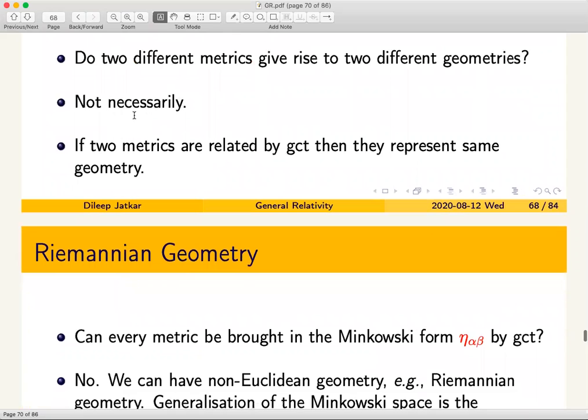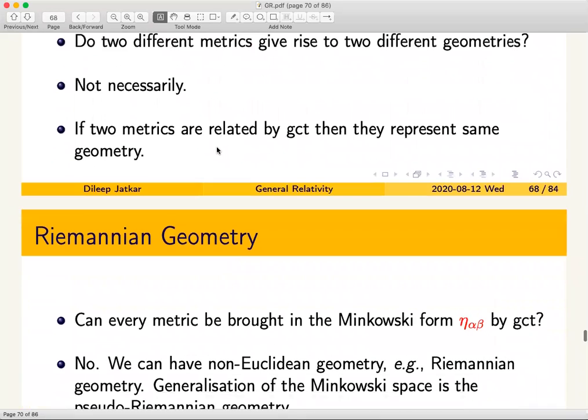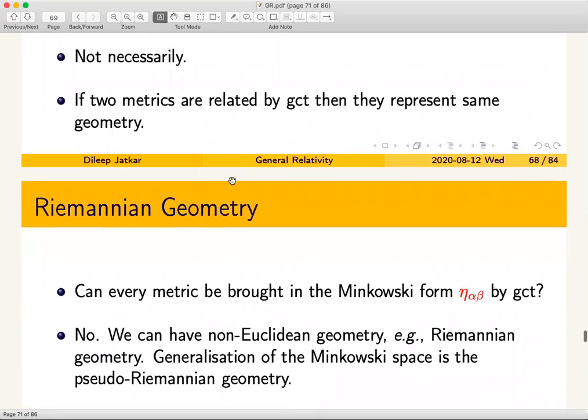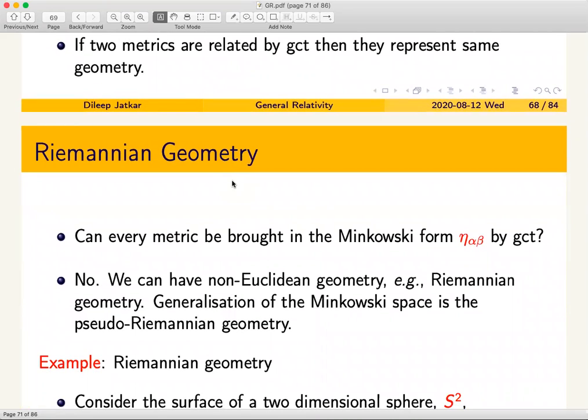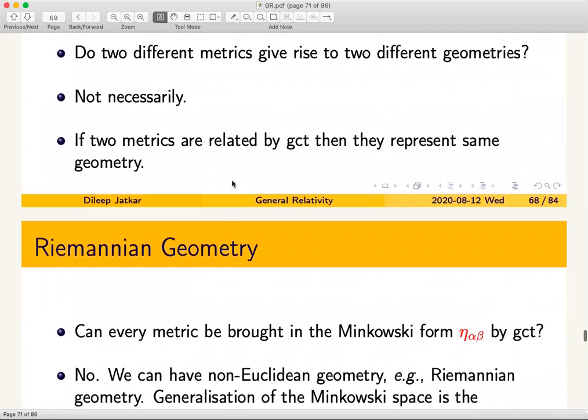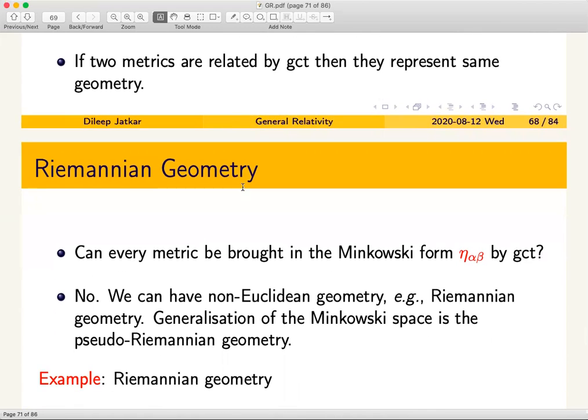Now, given that you find something like this, you could ask the question: can every metric be brought into a Minkowski form by a general coordinate transformation? We have already said that different metrics need not give you different geometries, but you could take the other extreme point of view and say that maybe there exists a GCT which relates all metrics to all other metrics, and therefore it is always possible to bring any metric to Minkowski form and you are done. And the answer to this is no.